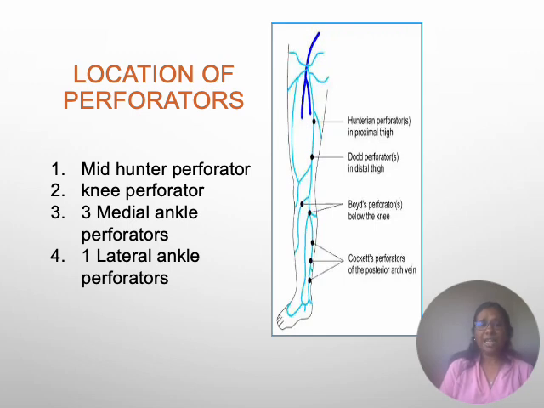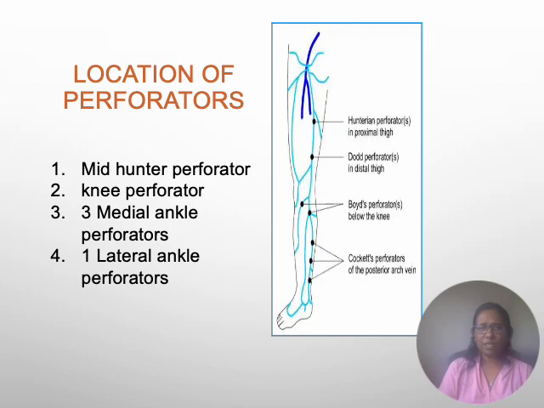The three medial ankle perforators, meaning they are present on the medial aspect of the ankle joint. The topmost one is present at the junction of the mid one-third and the lower one-third of the leg region. The lowermost of the medial ankle perforators is present just a little bit above the medial aspect of the ankle joint, and the mid one is placed exactly in between these upper and lower medial ankle perforators.